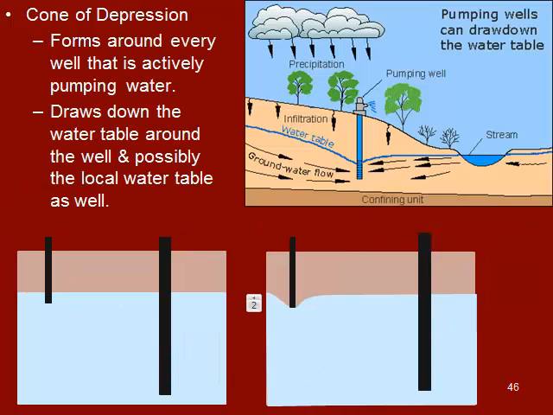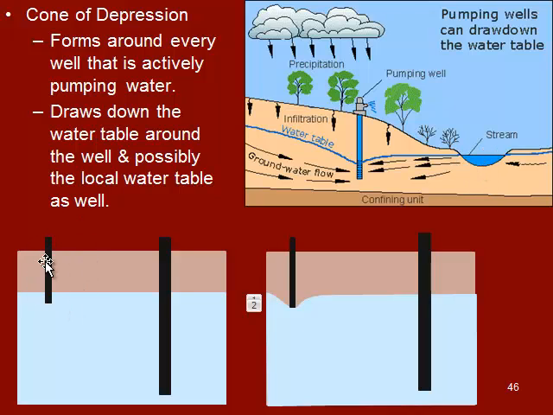Another problem that we see is what are called cones of depression. So when we start pumping groundwater, so here's a well installed, we start to pump water, it creates this depression, and we start pulling water towards this well away from maybe other bodies of water.